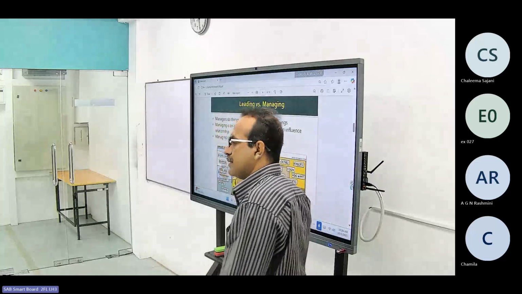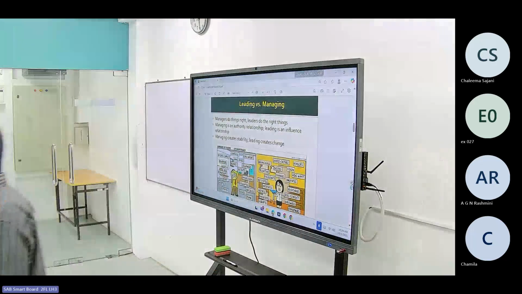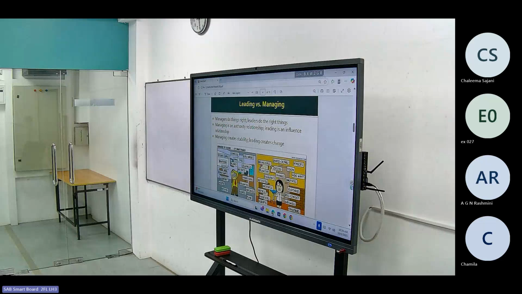Now you have a fair understanding about comparing, distinguishing, managing, and leading. The same manager should move there to be a leader. All managers should be able to develop leadership qualities to be successful managers.